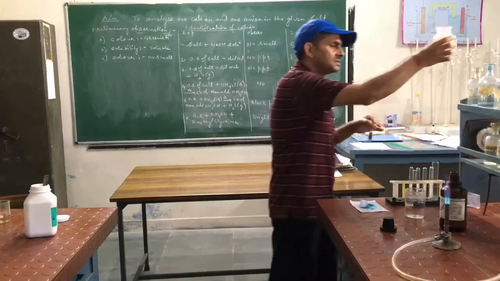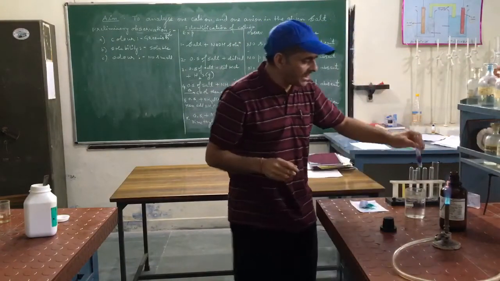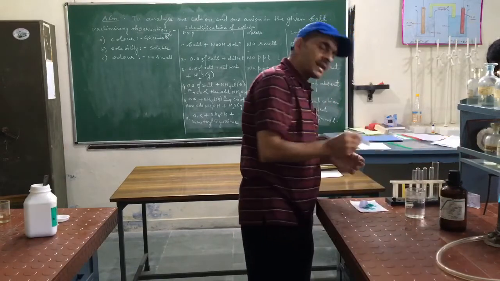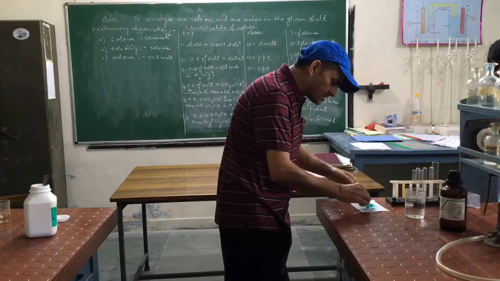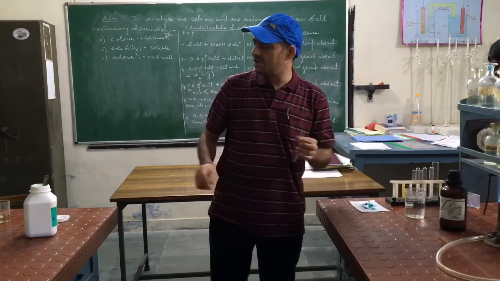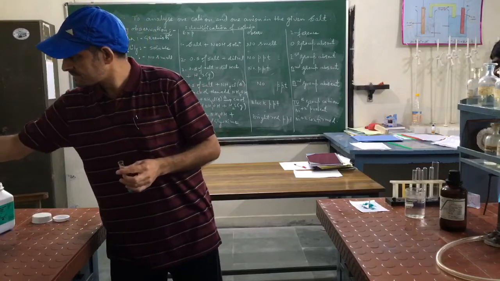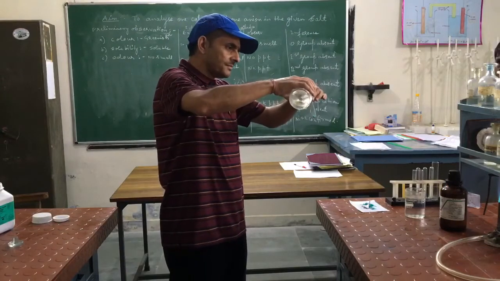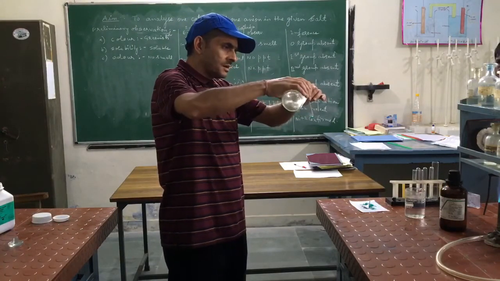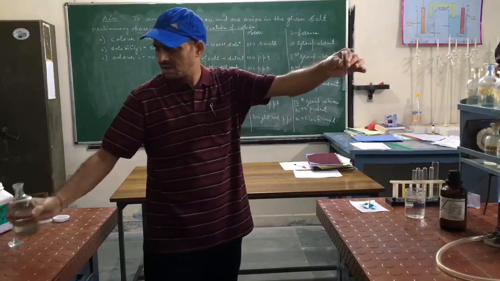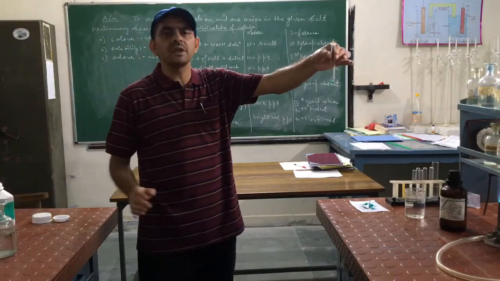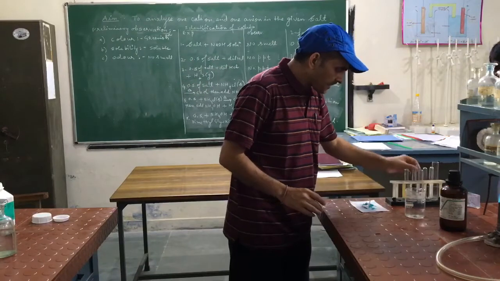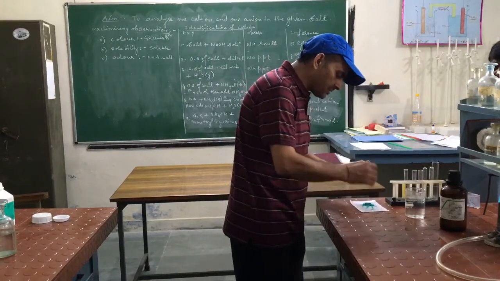Now cation is confirmed. Let us move on to the anion part. We will start from dilute sulfuric acid, taking the salt, adding dilute sulfuric acid. This is dilute sulfuric acid. No reaction is going, no gas is evolved. No gas is evolved means carbonate, sulfide, nitrite absent. Okay.